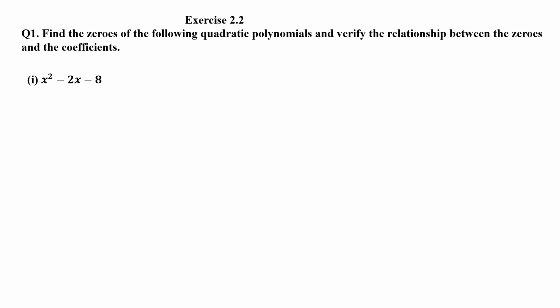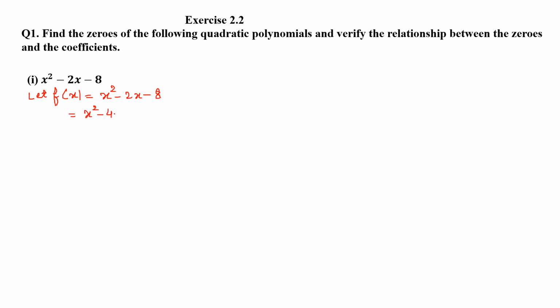So I can write let f of x is equal to x square minus 2x minus 8. Now I'm going to factorize it. I can factorize using the middle term method. So I have to find two numbers whose sum will give me minus 2 and product will give me minus 8.